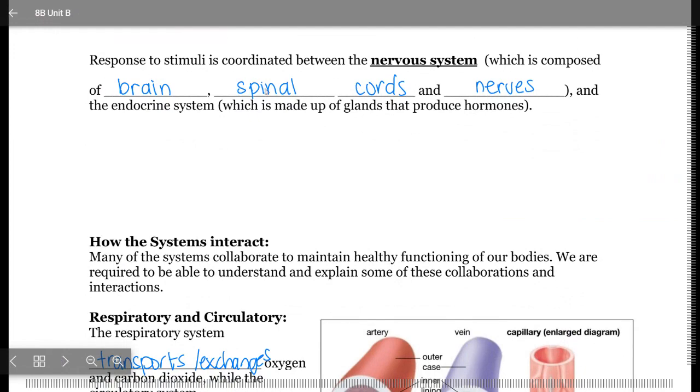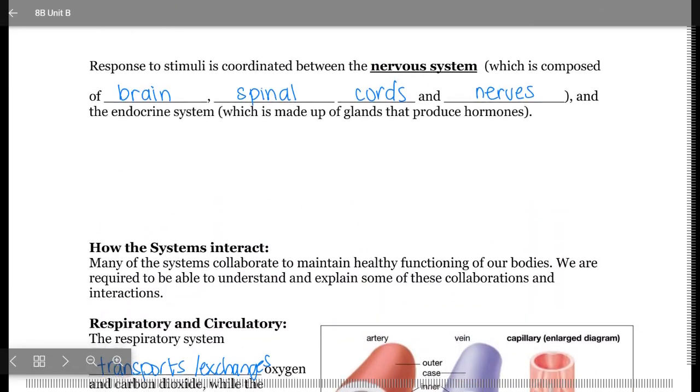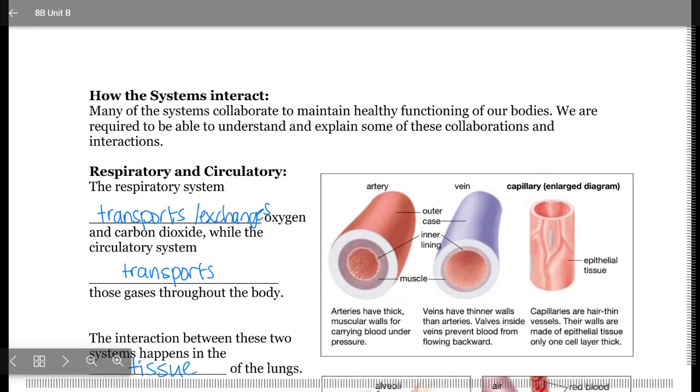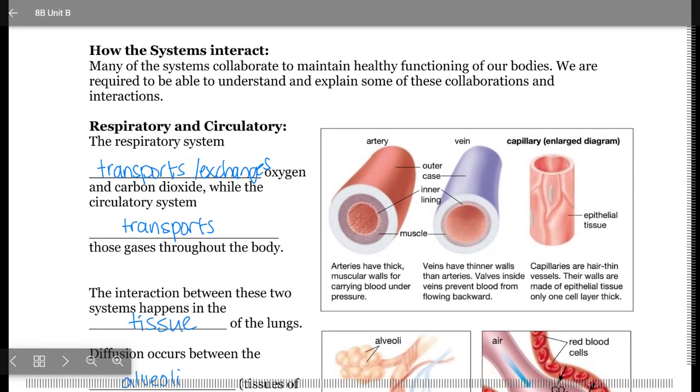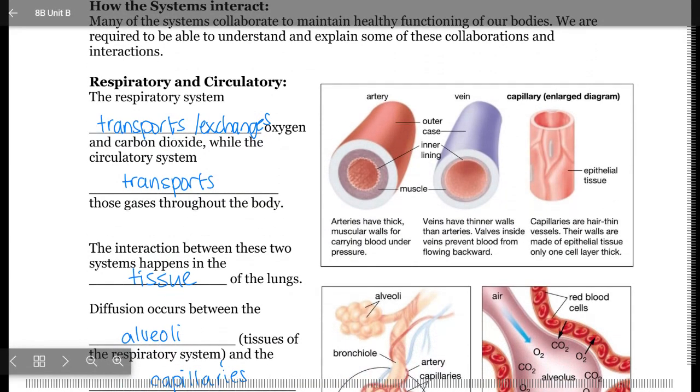Response to stimuli is coordinated between the nervous system, which is composed of the brain, spinal cord, and nerves, and the endocrine system, which is made up of glands that produce hormones. Now, I am not going to talk about the endocrine system because I do not know a thing about that. So we're just going to talk about the interactions of the systems. Many of the systems collaborate to maintain healthy functioning of our bodies. We are required to be able to understand and explain some of these collaborations and interactions.